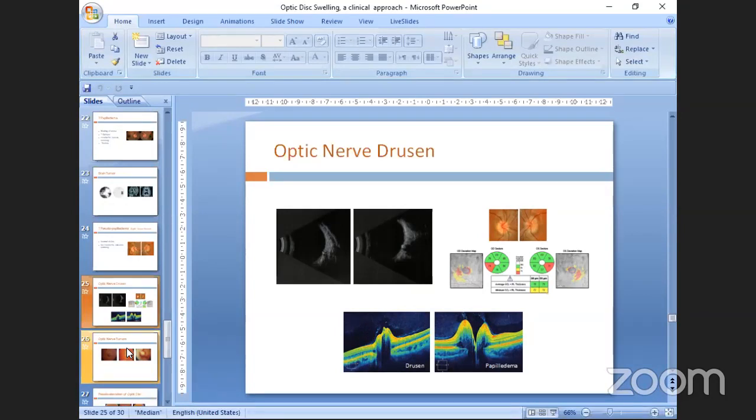In methanol toxicity, the prognosis is very poor. I have seen several patients with methanol toxicity where on the same day or the next day there is total loss of vision to no PL or hand motion or even PL, and vision will not improve.